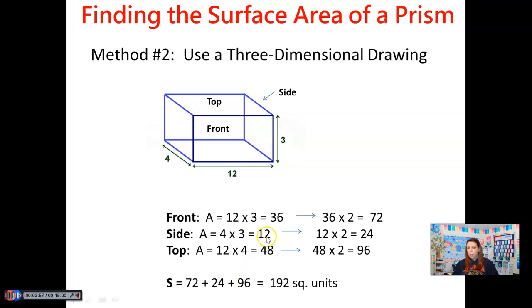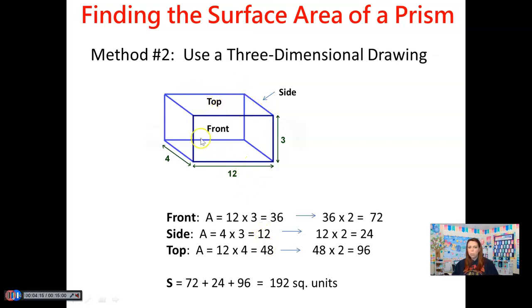So that's 12, but there's 2 of them, this side and this side, 1, 2. So 12 times 2 is 24. And then the top, again, the top and the bottom have the same dimensions. The top is a 12 by 4, which is 48, and there's 2 of them.